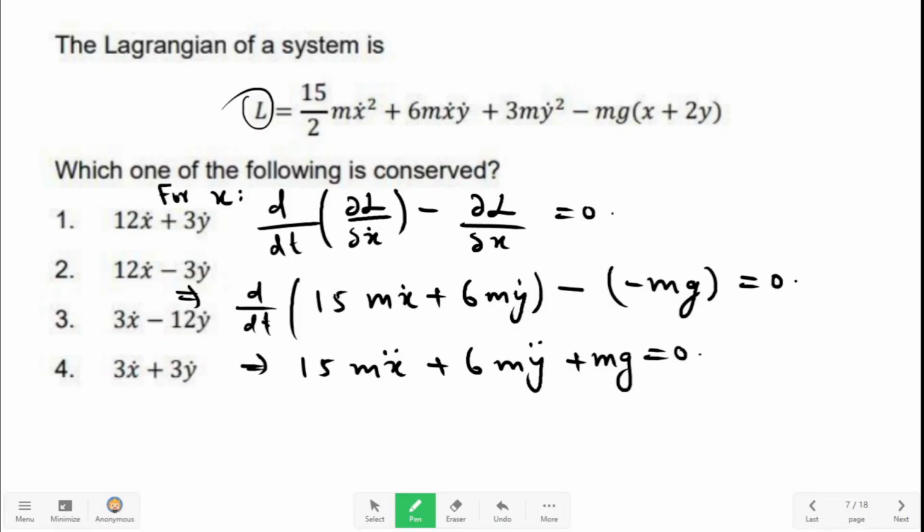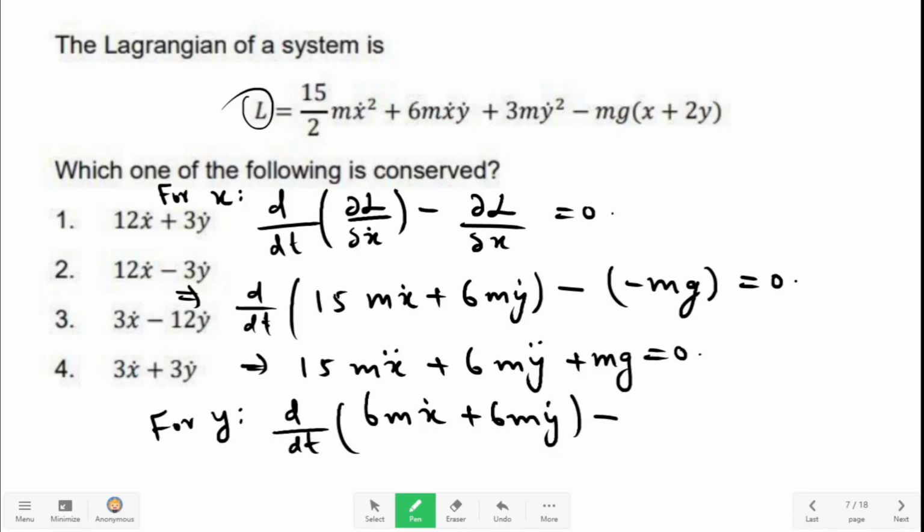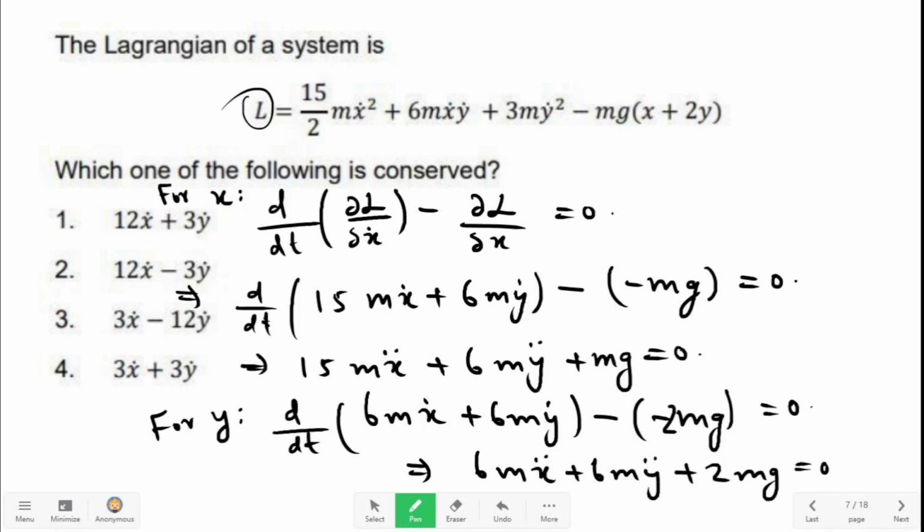Now for y, we use the Euler Lagrange equation d by dt del L upon del y dot minus del L upon del y equal to 0. So we have d by dt of del L upon del y dot. Del L upon del y dot is 6mx dot plus 6my dot, minus del L upon del y is minus mg2, equal to 0. This implies for y, we have the equation 6mx double dot plus 6my double dot plus 2mg is equal to 0. Let us say this is equation 1 and this is equation 2.